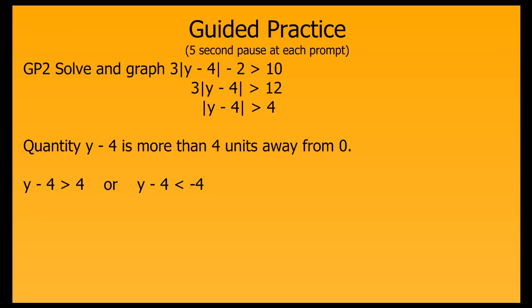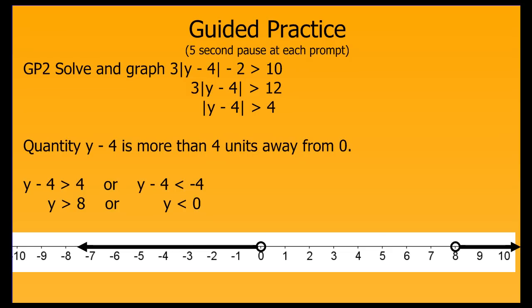Next, we think about what this means. This means our quantity, y minus 4, is more than 4 units away from 0. That allows us to set up our two inequalities. y minus 4 is greater than 4, or y minus 4 is less than negative 4. What's the next step? Solve those inequalities. Now what?